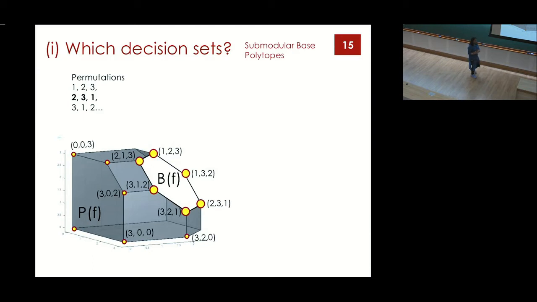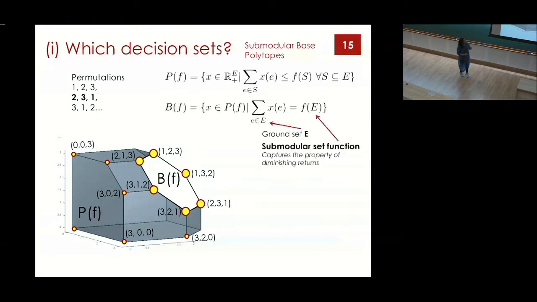I cannot cover a lot of the background in submodularity, so we'll keep it very short and precise. We had these permutations, right, in the examples. The permutahedron is an example of the submodular base polytope. It's a convex hull of all the permutations. That's the white shaded region. And submodular polytopes are the bigger polytope, which is P_F, which is defined with respect to a ground set, which is E.